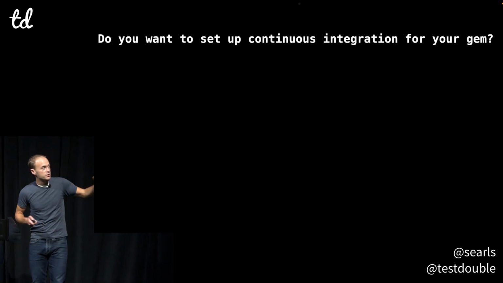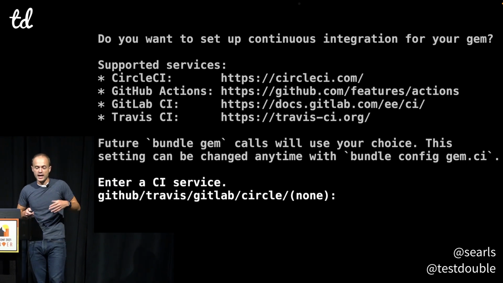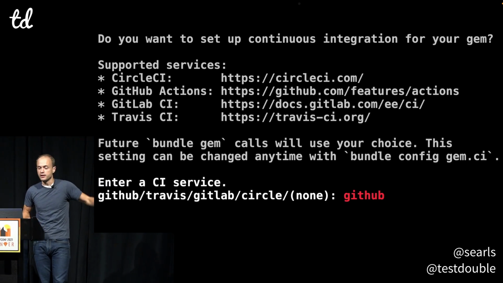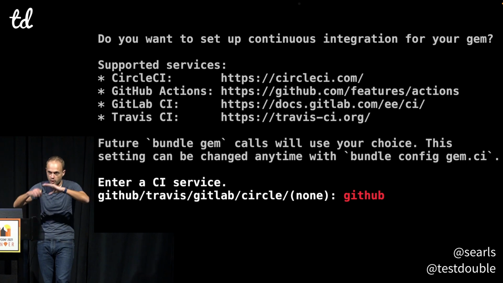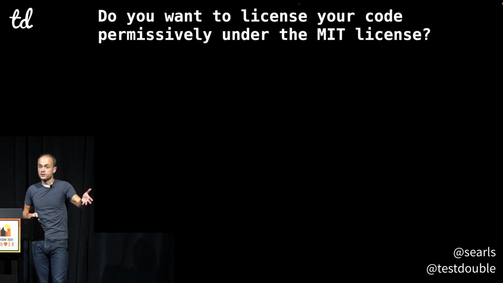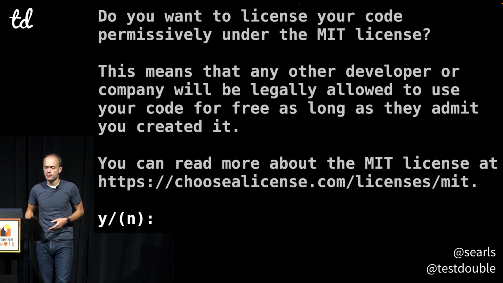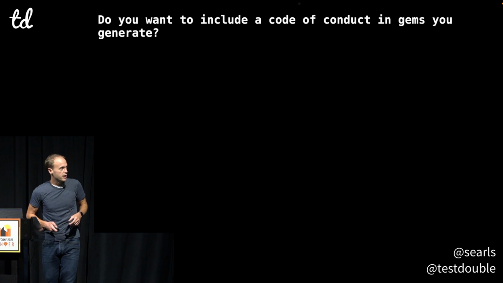Do you want to have continuous integration set up for your gem? And so you can choose between all these different options. And I like to use GitHub Actions lately. It's very fast, all your code is in one place, it's easy to use. And then it asks, do you want to license it as open source using MIT? Most gems are licensed MIT. So yeah, let's do that.